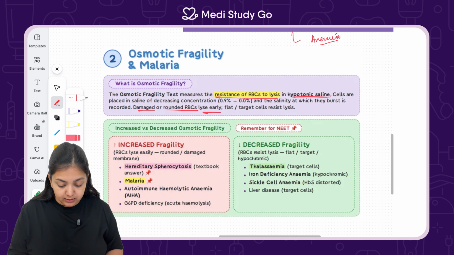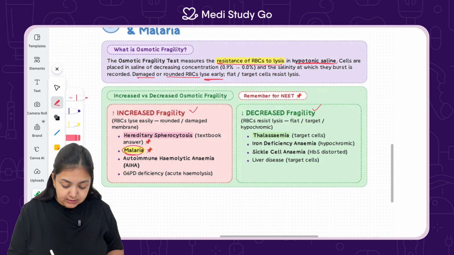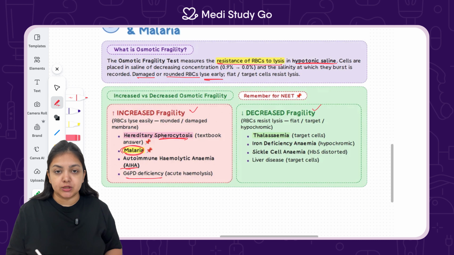So you must know where the fragility is increased and decreased. For example, it is increased in malaria, spherocytosis, AIHA, and G6PD deficiency, because all of these are going to affect the structure of the RBC. Whereas it is decreased in cases of thalassemia, iron deficiency anemia, and sickle cell anemia. So this is a supplementary test which can be used to check the quality of the RBCs present in the body and can help in the diagnosis also.